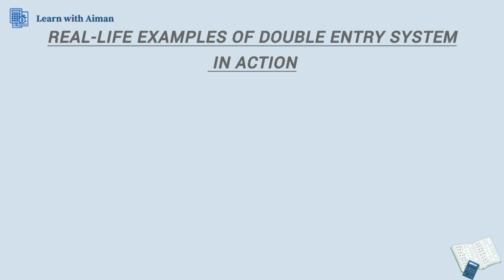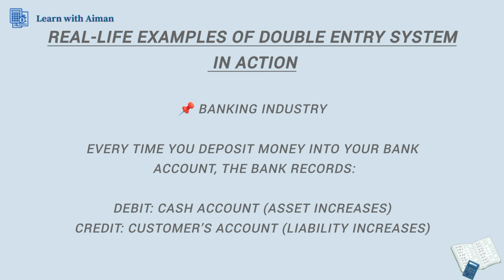Real life example of double entry system in action. Banking industry. Every time you deposit money into your bank account, the bank records debit, cash account, because our asset is increasing, and credit, customer's account, because the liability is increasing.